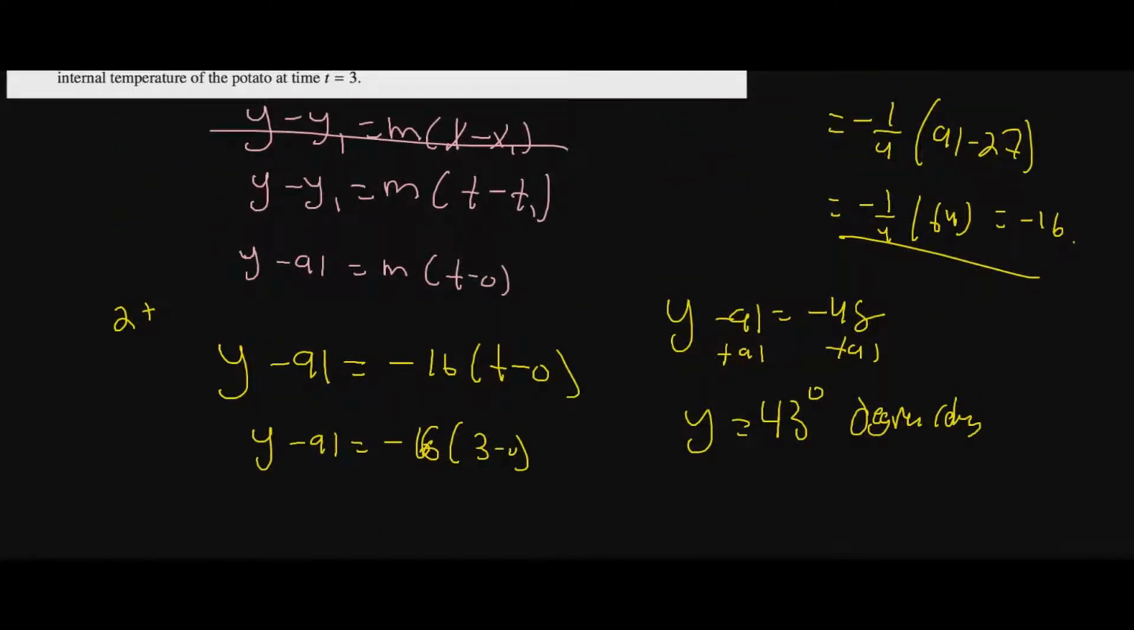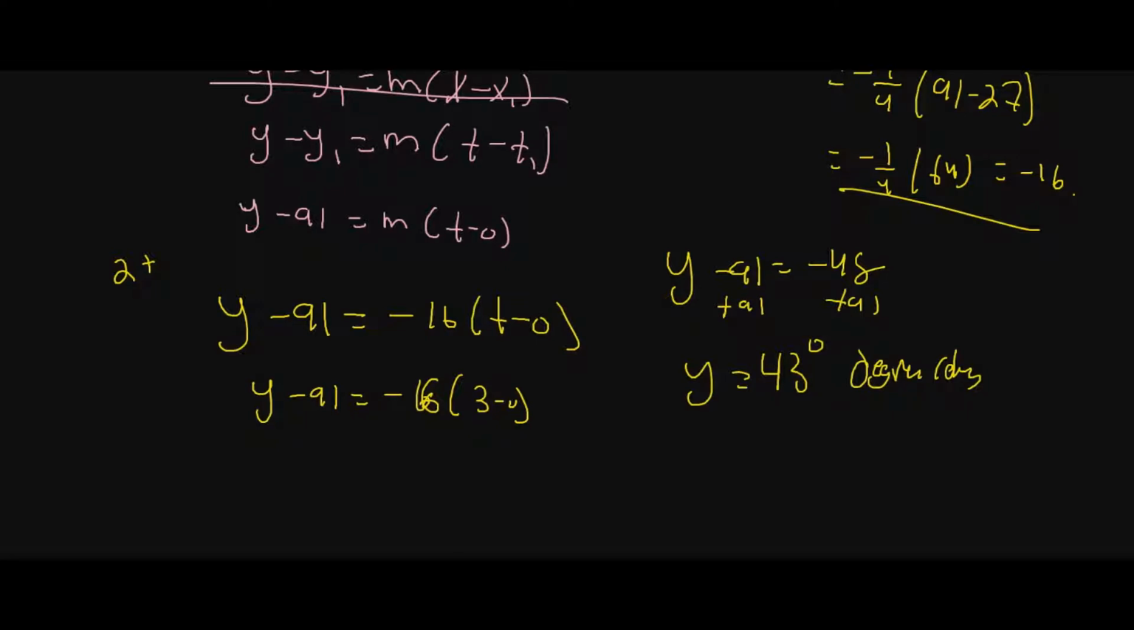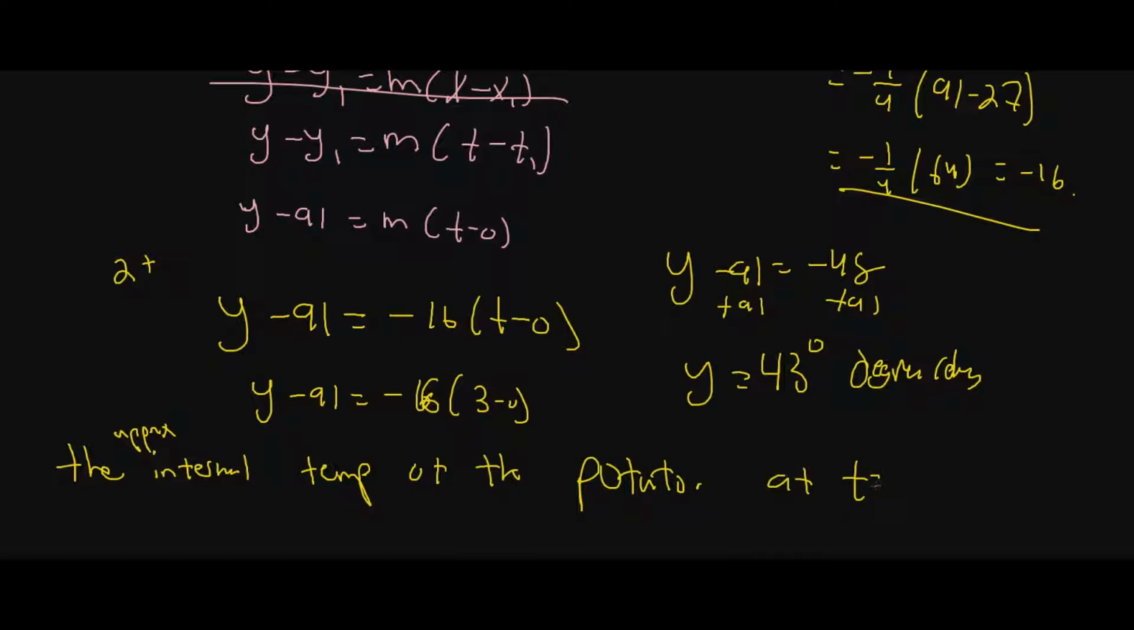Cool. So it's important for us to state that the approximate internal temperature of the potato at t equals 3 is 43 degrees Celsius. Very important for us to state that, right? We did the work, and I'll just write it down.